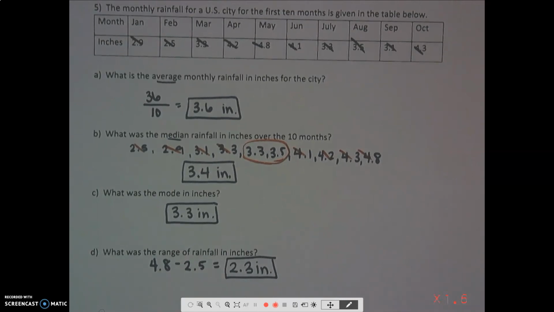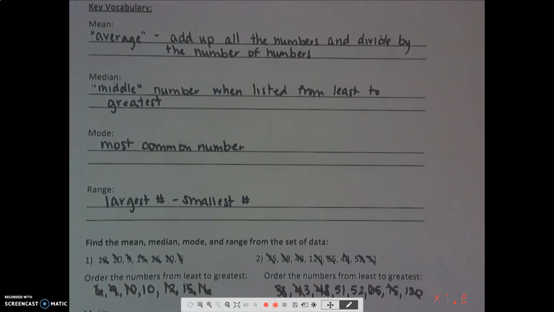Okay, so mean is the average, where you add them all up, divide by the number of numbers. Median is the middle number when listed from least to greatest. Mode is the most common number, and range is where you're going to take the largest number minus the smallest number. And that's it.